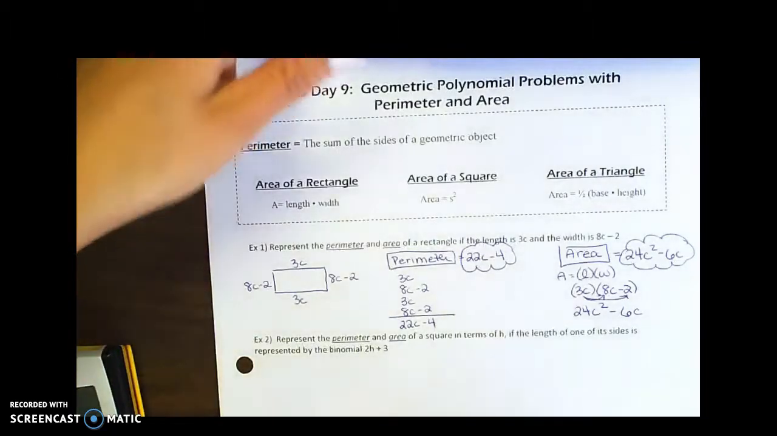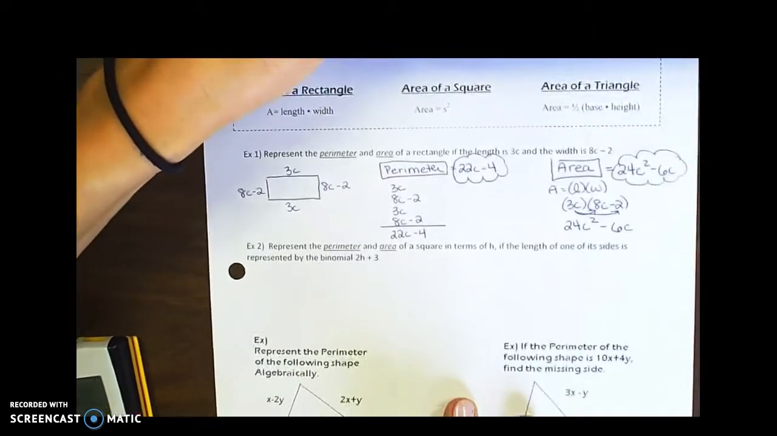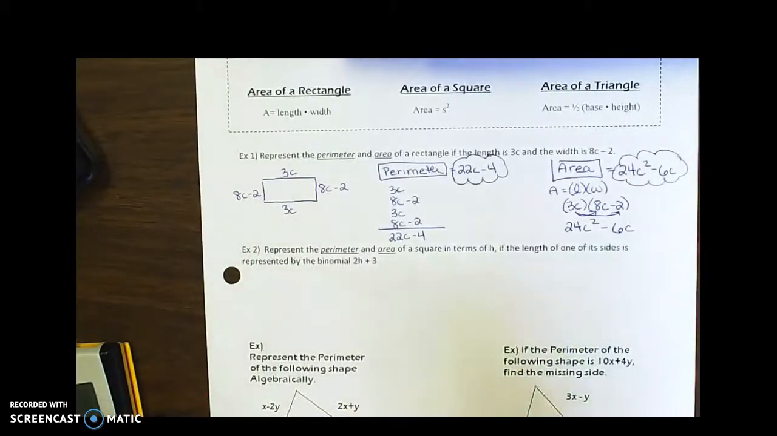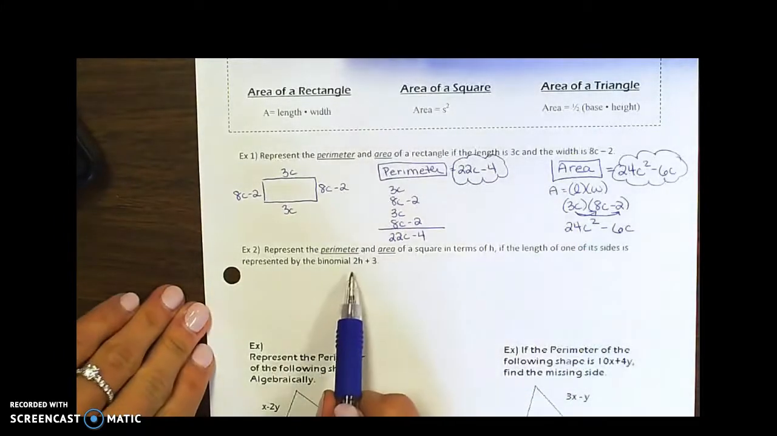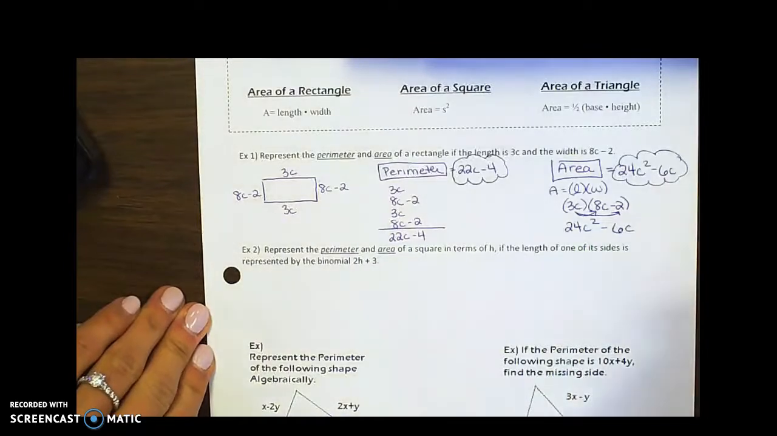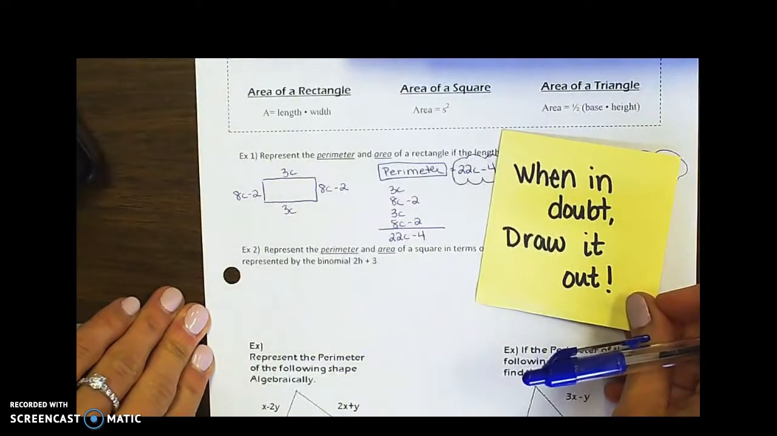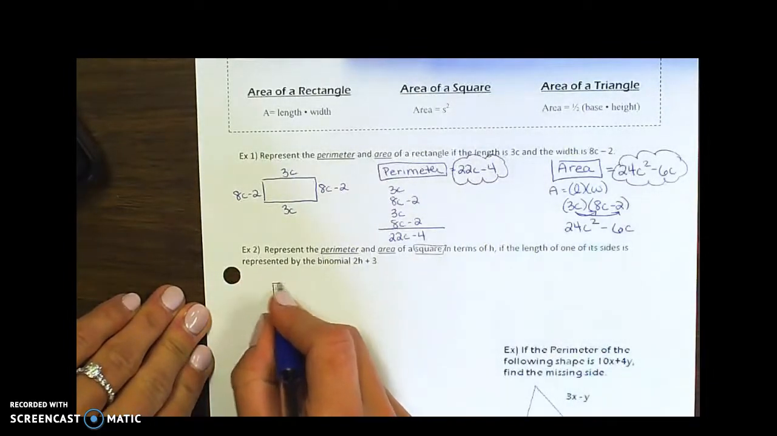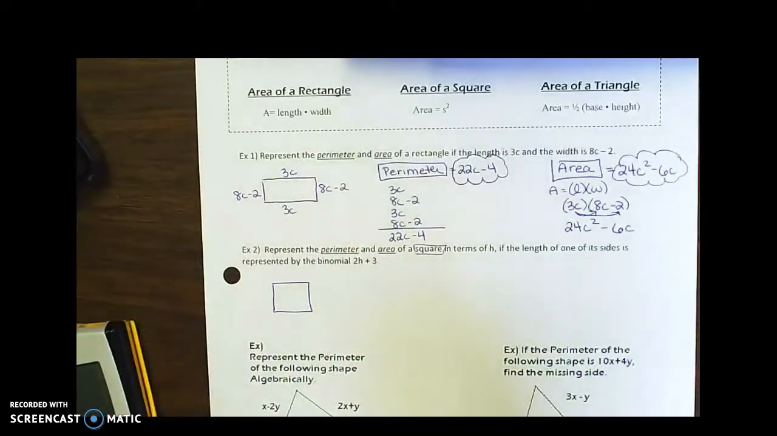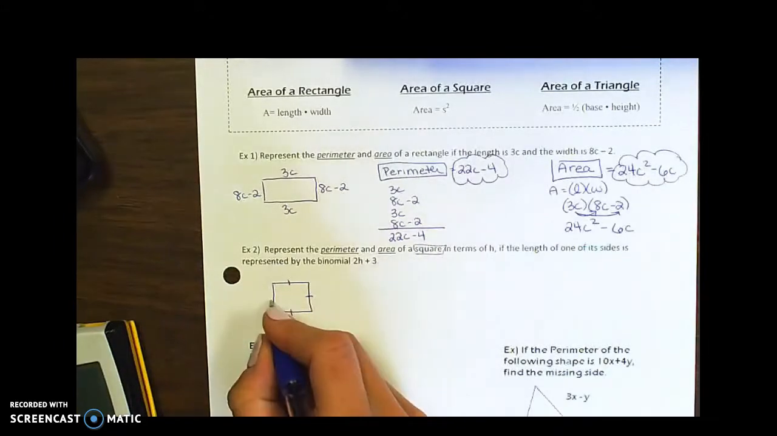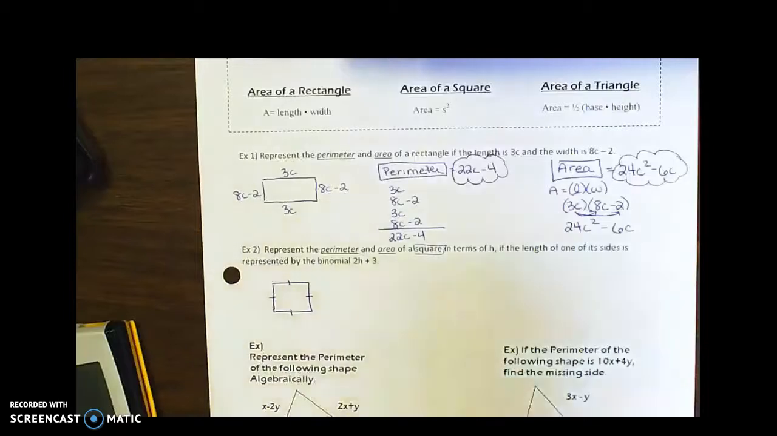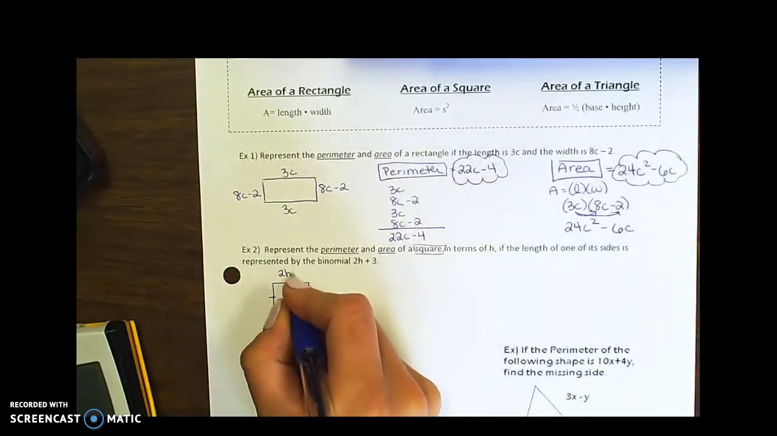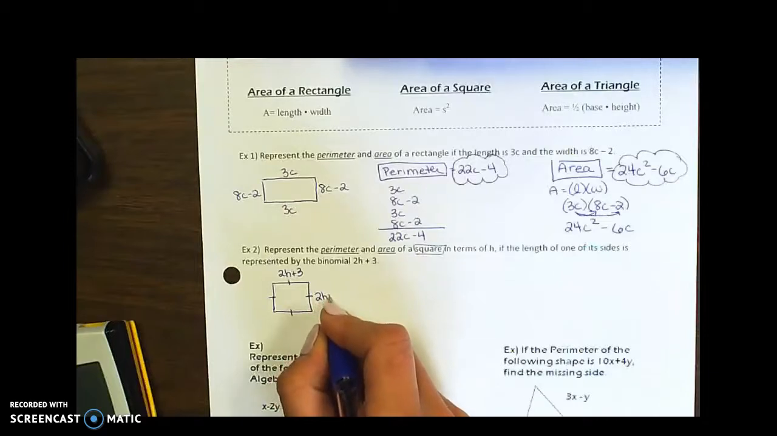Okay, let's try another one. Let's take a look now at example 2. Represent the perimeter and area of a square in terms of h, if the length of one side is represented by the binomial 2h plus 3. So again, when in doubt, draw it out. This time our shape is a square, so I'm going to start by drawing a square. What do we know about squares? We know all the sides are congruent. To mark congruent or equal, we put little dashes. Each side is a binomial, which is 2h plus 3.